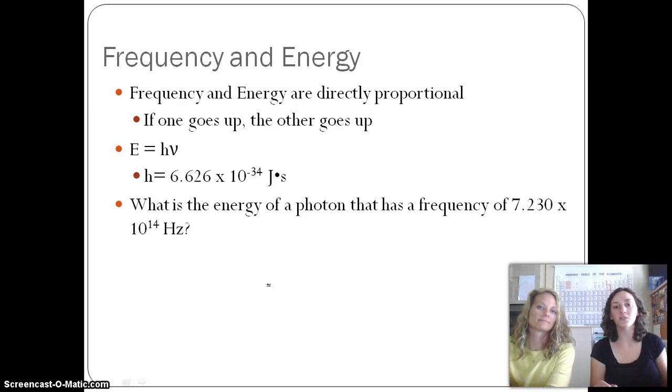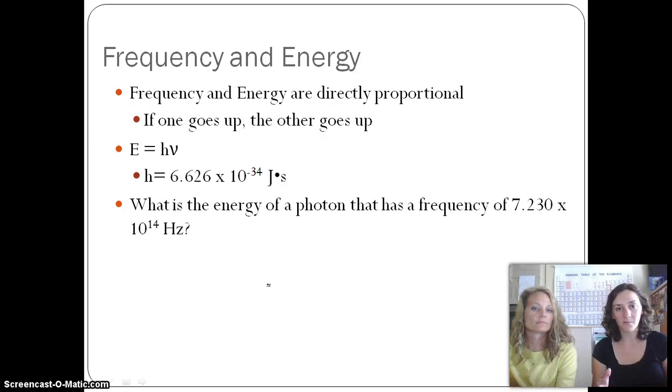So frequency and energy. Frequency and energy are directly proportional. If one goes up, the other goes up. Again, these are inverse to wavelengths.